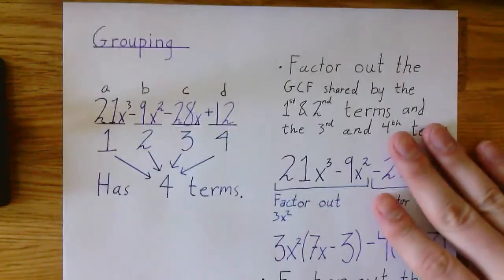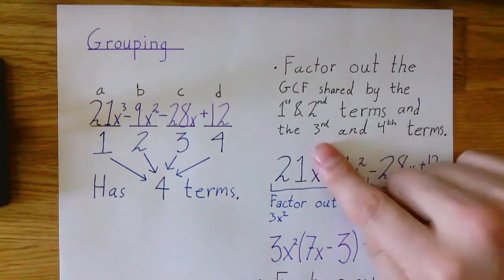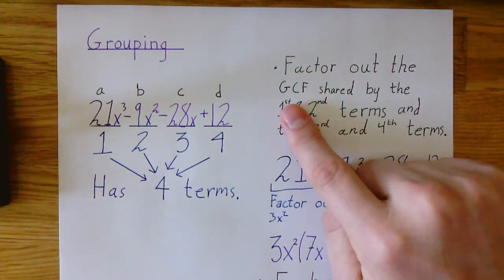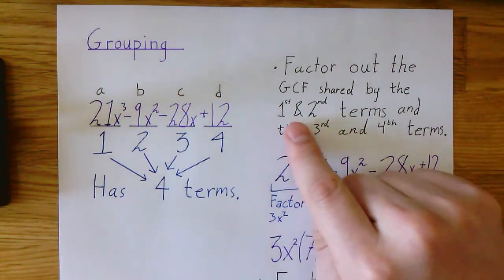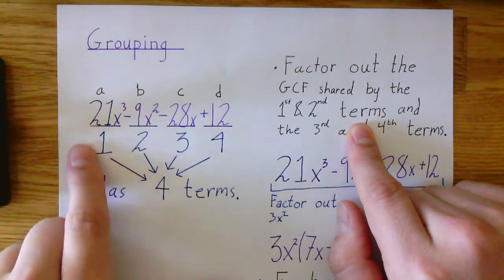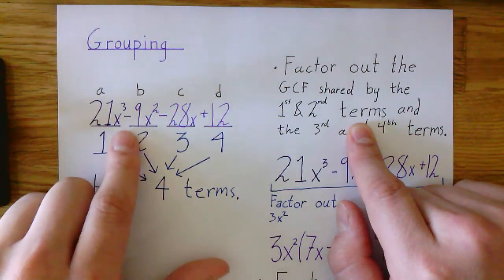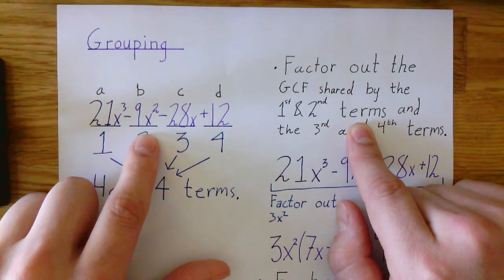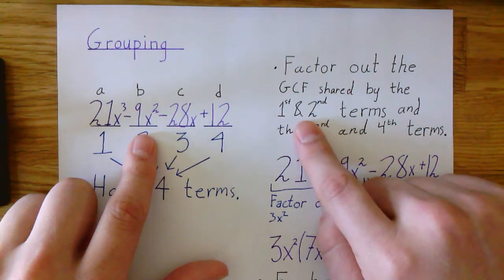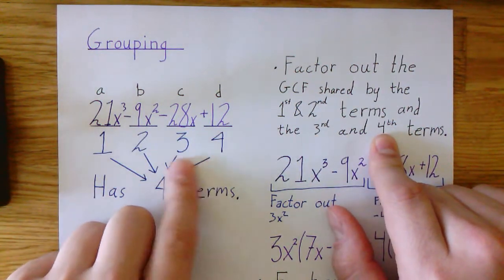Step numero uno for grouping. Factor out the GCF shared by the first and second terms. Let's go look. First and second. So we're looking at these first two. The 21x cubed minus the 7x squared. Then factor out the GCF of the third and fourth terms. That's these 2 right here.